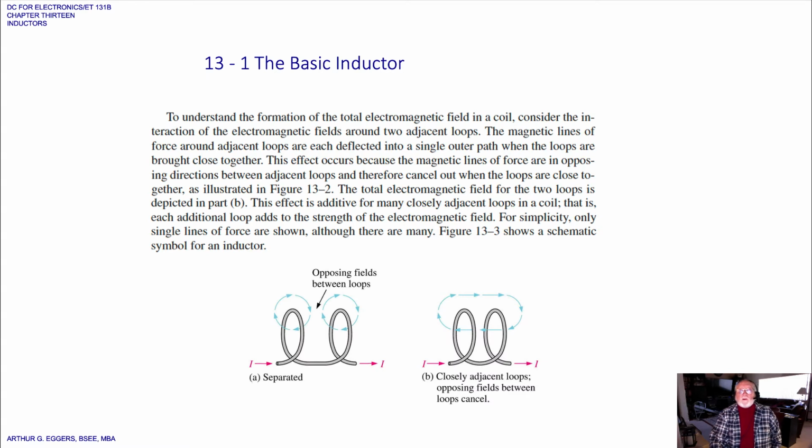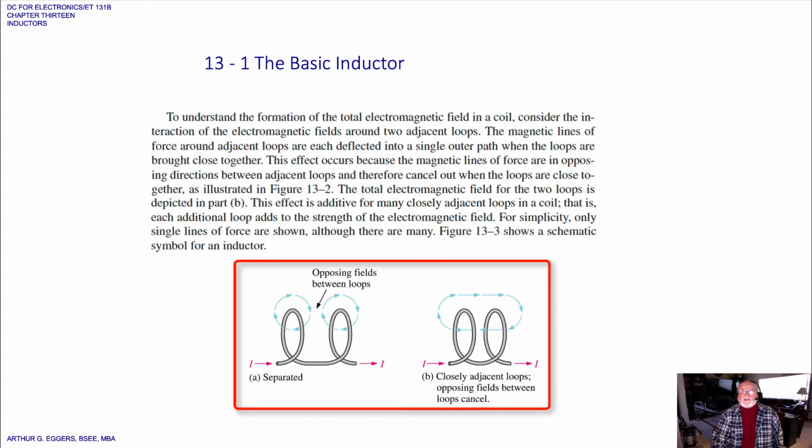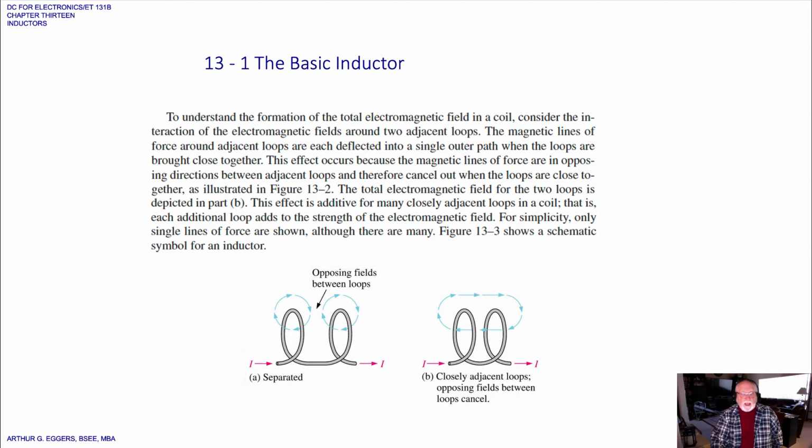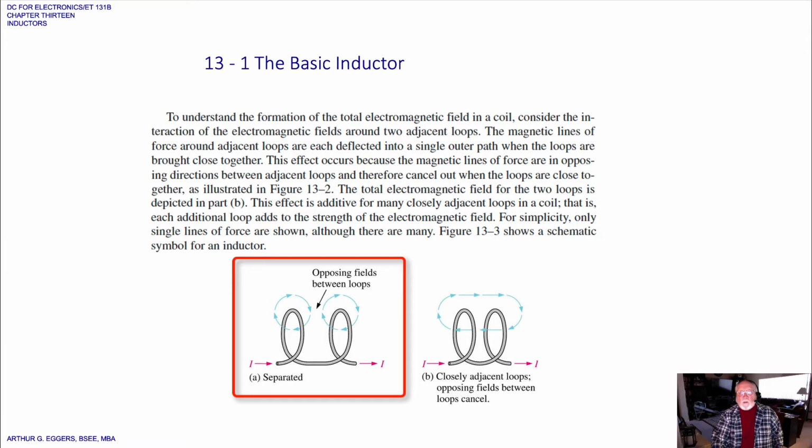To understand the formation of total electromagnetic fields in a coil, we can consider the interaction of the electromagnetic fields around loops. So we're going to look at just two loops. And the idea here is looking at the proximity. We're going to find out that there's lots of ways that we can increase the field by overlaying windings and putting different materials into the core of the electromagnetic loops.